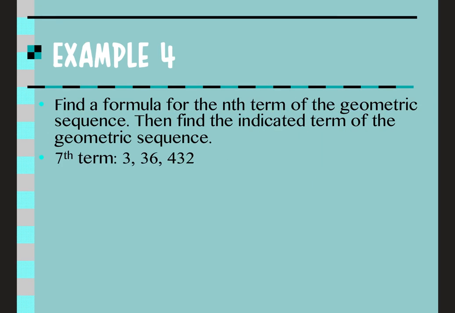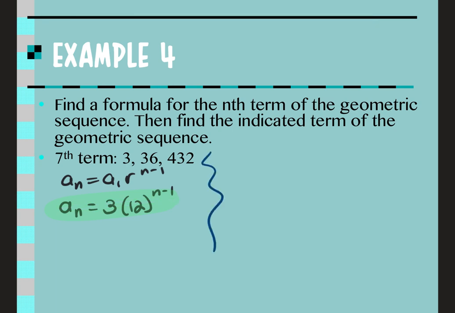All right. Example 4. Find a formula for the nth term of the geometric sequence, then find the indicated term of the geometric sequence. So I want to find the formula first. an would equal a1 times r to the n minus 1. What is A1? 3. What is R? 12 to the n minus 1. Now if I want, so that's the first part, find the formula. Now if I want to find the 7th term, what do I do? Plug in 7 for n.